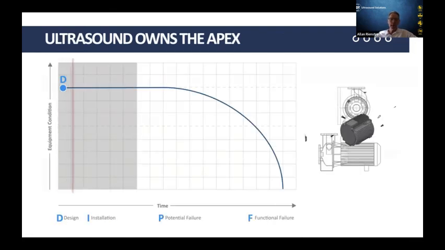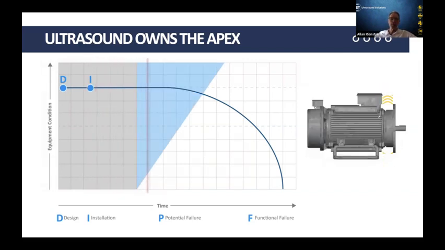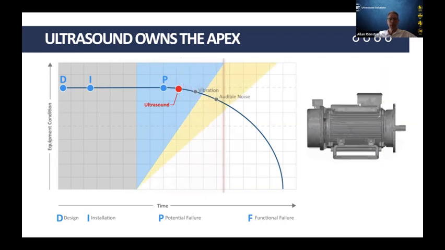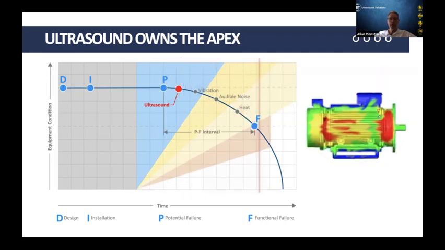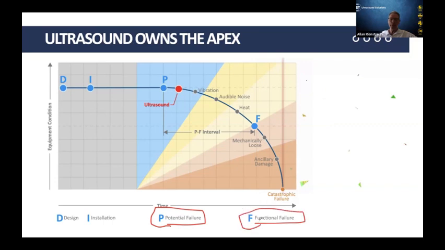Ultrasound owns the apex of the P to F curve. Well, what does that mean? If you're familiar with the P to F curve, or what we call the P to F interval, well, the P to F interval is a way for us to diagram what the potential failure is and when the functional failure is going to happen.